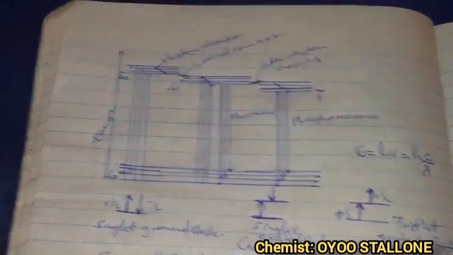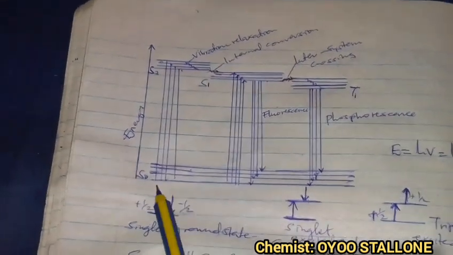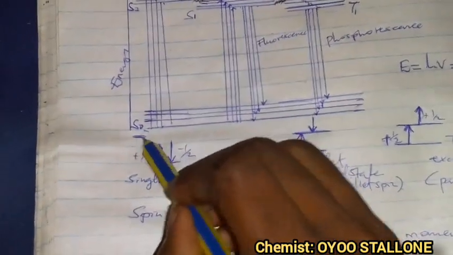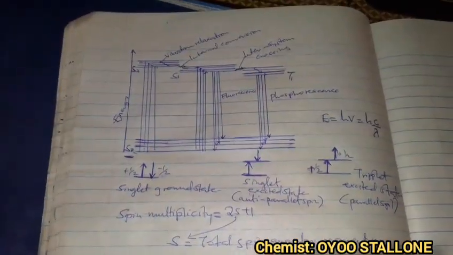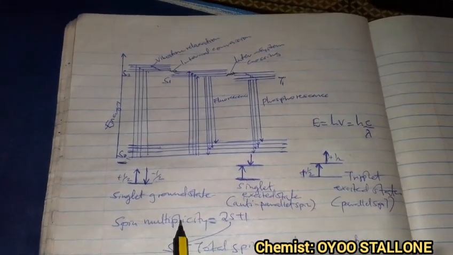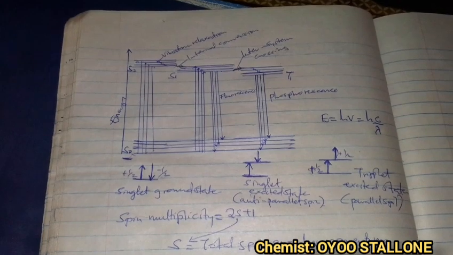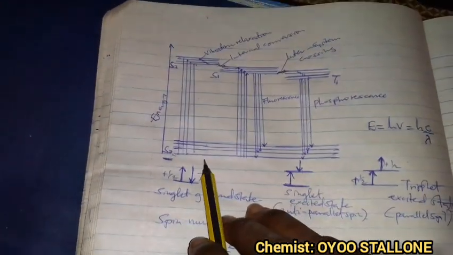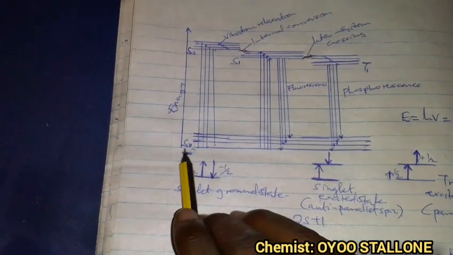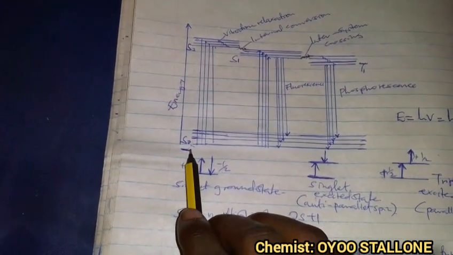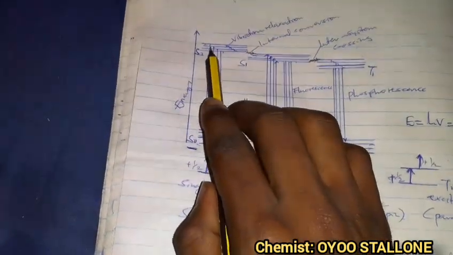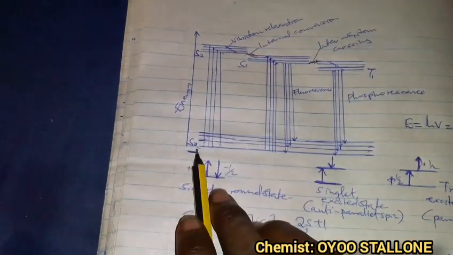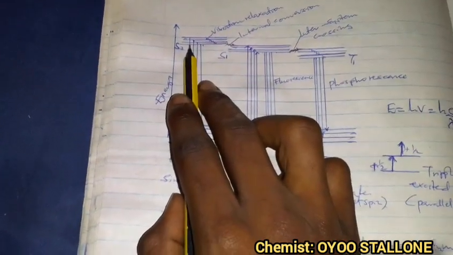All the electrons in the ground state will be here at S0. Excitation takes place: the molecules in the presence of UV, ultraviolet light, so the electron moves from the ground state to the excited state, that is, to any vibrational level of the excited state. So the electrons move from S0 to S1, or S0 to S2, to any vibrational level.